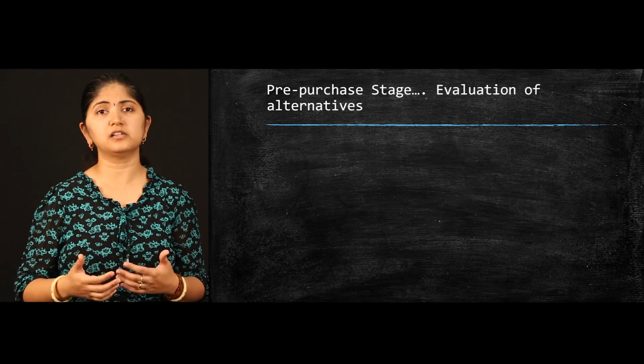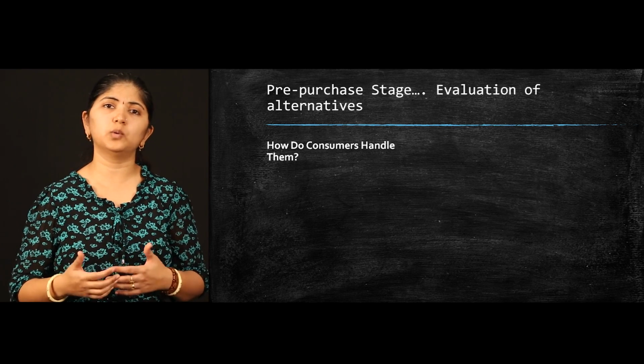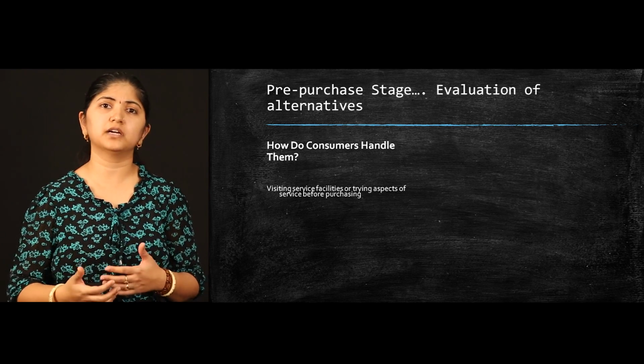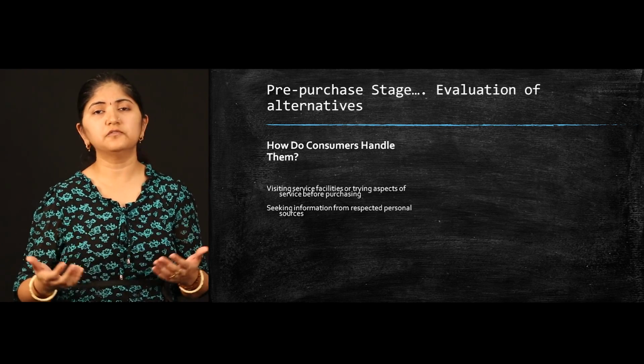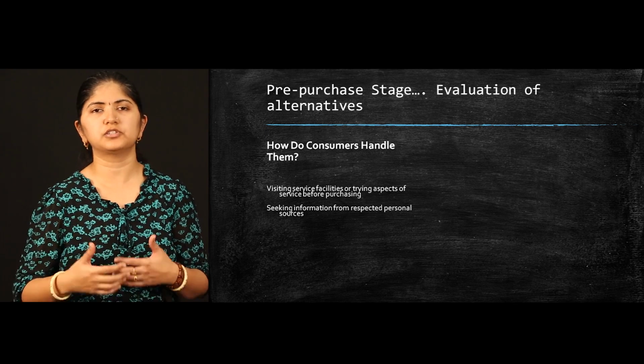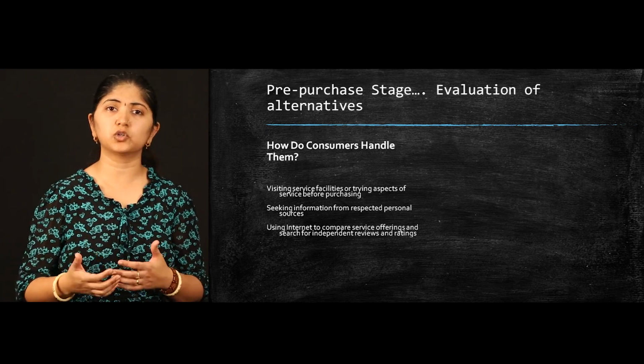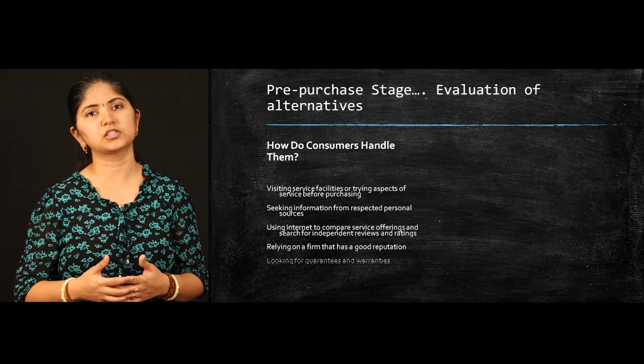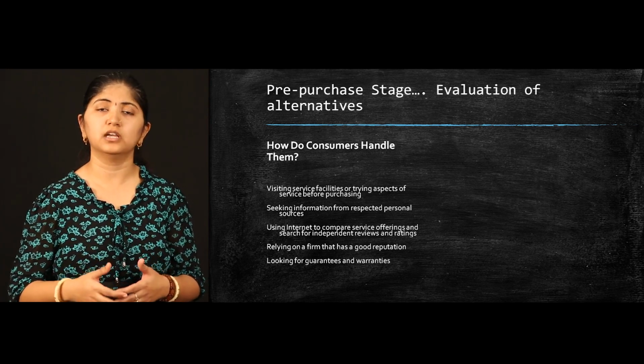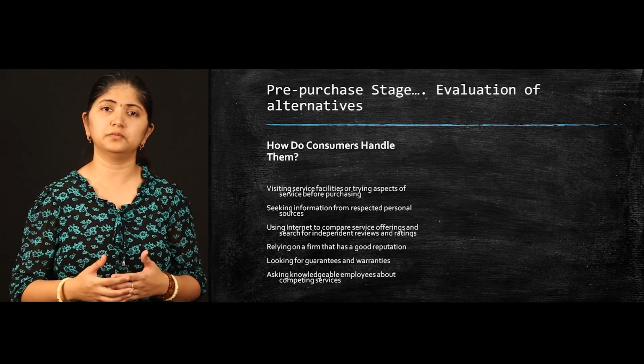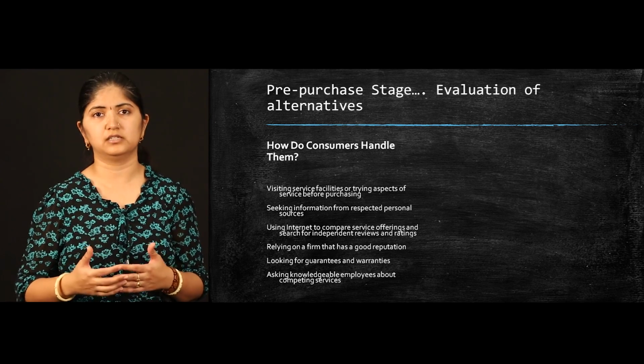A customer handles these perceived risks, right? He always wants a trial of the product. He searches for information from his internal sources. He searches the internet. He always goes with the reputation. He always asks for guarantees and warranties. He even asks for information from experienced employees.